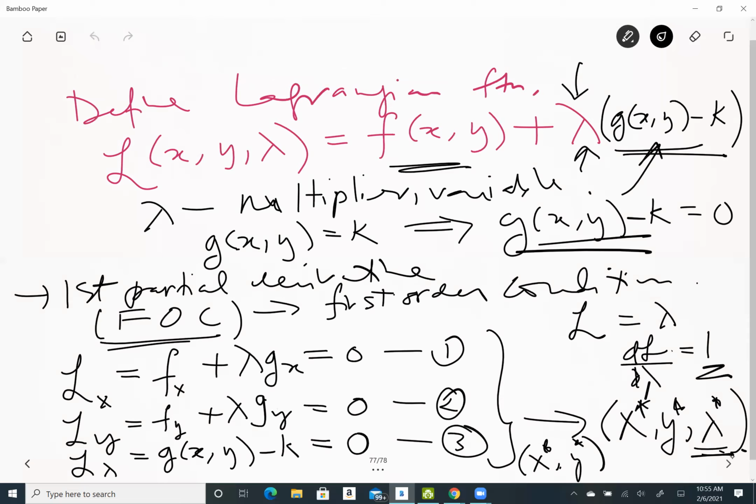I got fx plus lambda gx equals 0. Now I want to bring everything to the right except lambda, so that lambda will be in terms of the fx and gx. So what happened? Lambda is equal to what? You bring the f and g to the right. Lambda is equal to what?